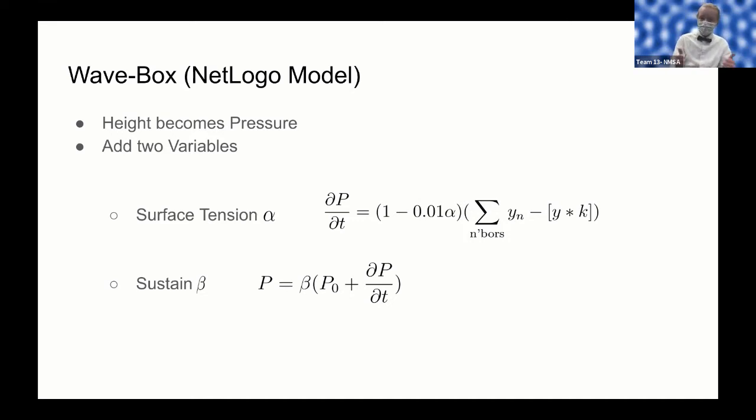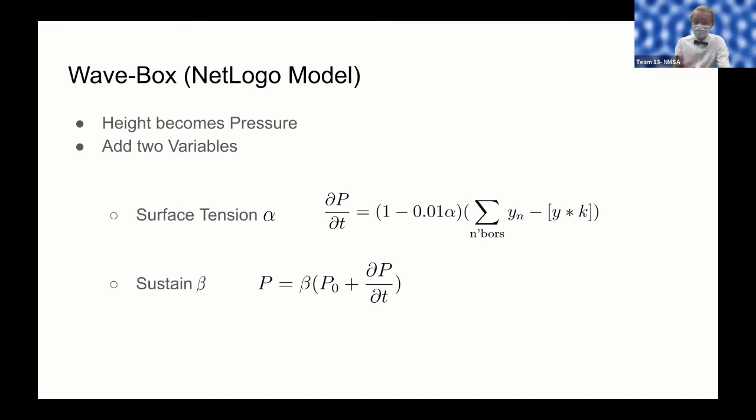Additionally, we're going to add 2 variables into our equations. The first variable is going to be called the surface tension variable, denoted by alpha here. And the surface tension variable scales the entire equation that I just talked about. So now the change in pressure with respect to time is equal to all of that sum minus the current height, and then we're scaling that by alpha.